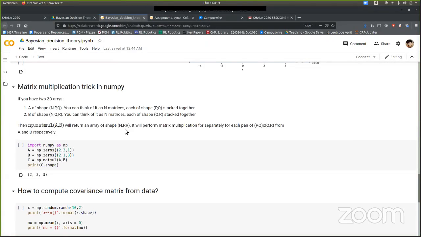Essentially what it will do is take each of these p, comma q and q, comma r matrices and perform a matrix multiplication of p, comma q cross q, comma r, and it will do it separately for each of your matrices along the n dimension. So if you have to perform n matrix multiplications, you can do it all together using just one command, using this trick.